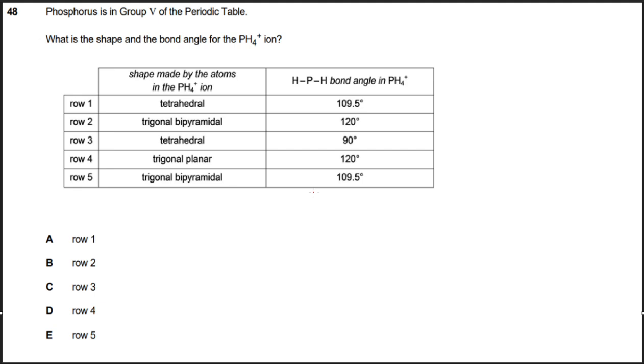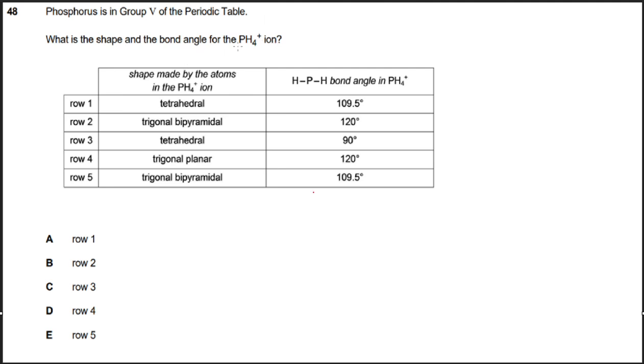So this is chemistry question 48 from IMAT past paper 2022. So let's solve this. It says phosphorus is in group 5 of the periodic table. What is the shape and bond angle for the PH4+ ion?